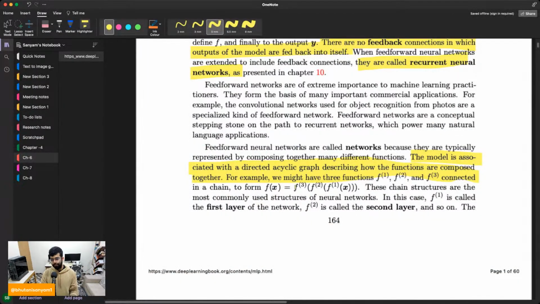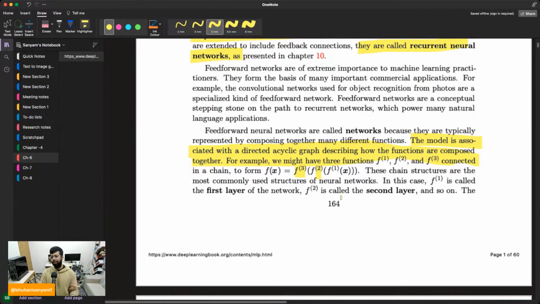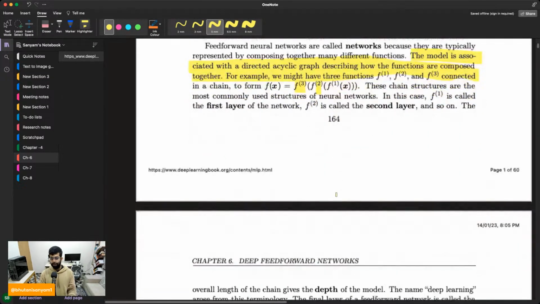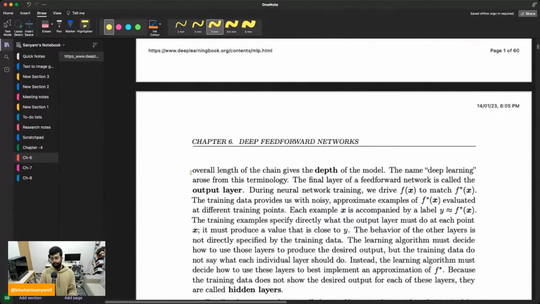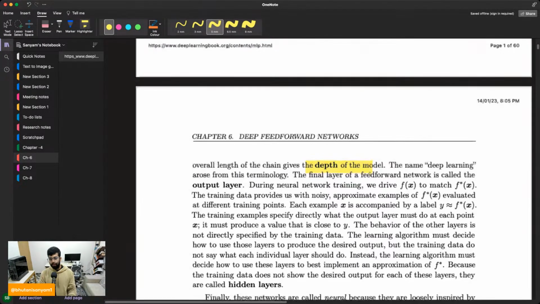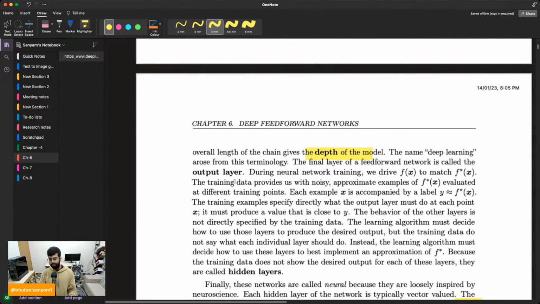Different layers can be represented as f3, f2, f1, and these are different functions. It could be whatever you're doing to the weights, whatever biases you're adding, or whatever activation function you're applying there. The overall length is known as the depth of the model, and the final layer of this is known as the output layer.